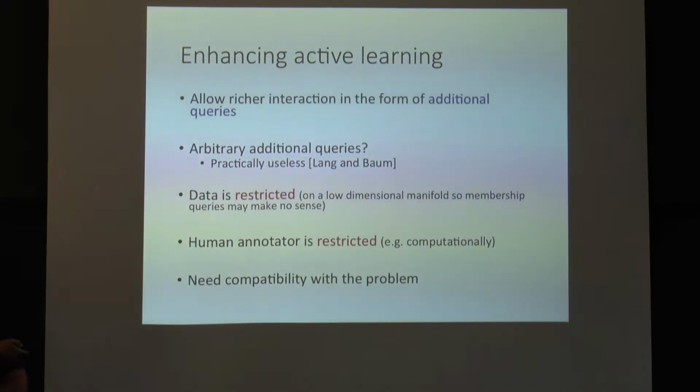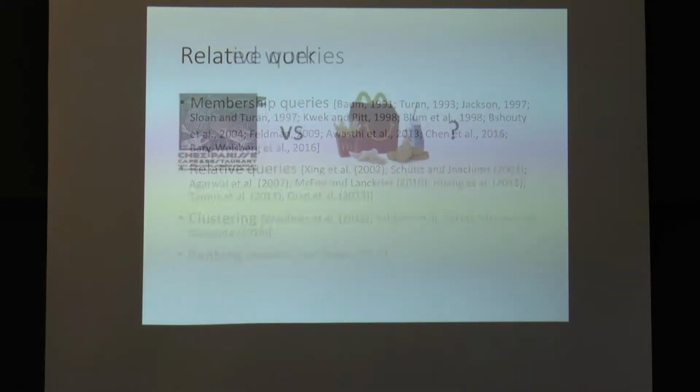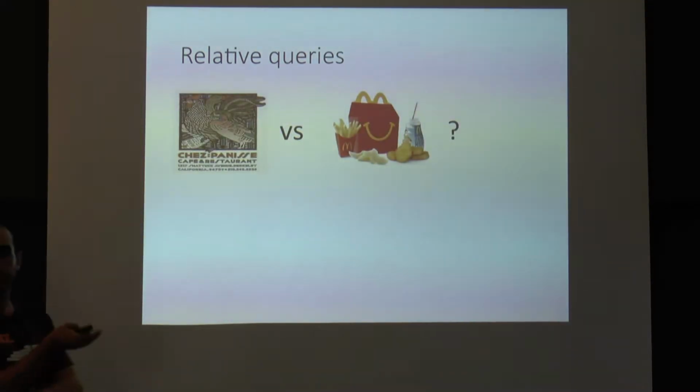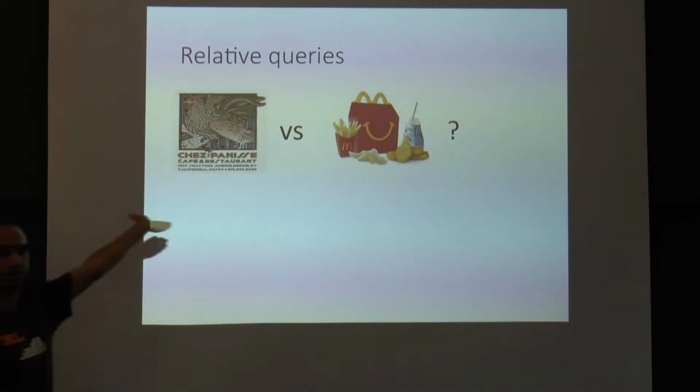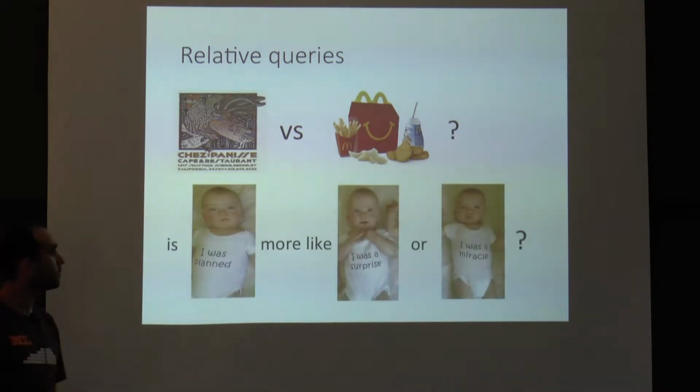So one type of additional queries that were explored, there is a lot of related work on what type of queries are possible. Let me give one example of a type of queries that is used in practice. So these are relative queries. For example, a relative query is which of two restaurants is better, Chez Panisse or McDonald's. Another example of a relative query is, given three objects, which two are most similar to each other.